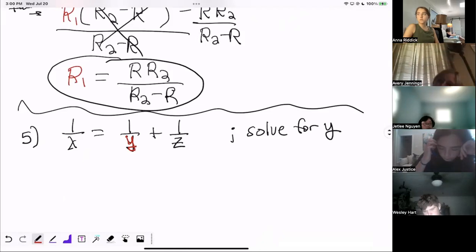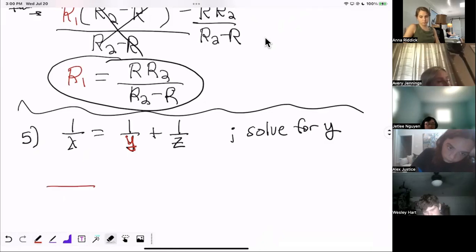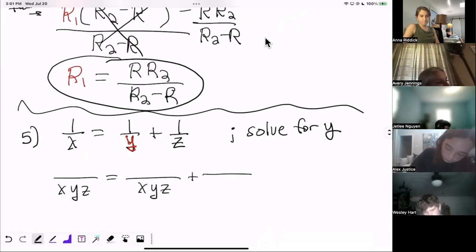What do we have to do first? We have to get all common denominators. What are our common denominators? All of them multiplied together. x, y, z.